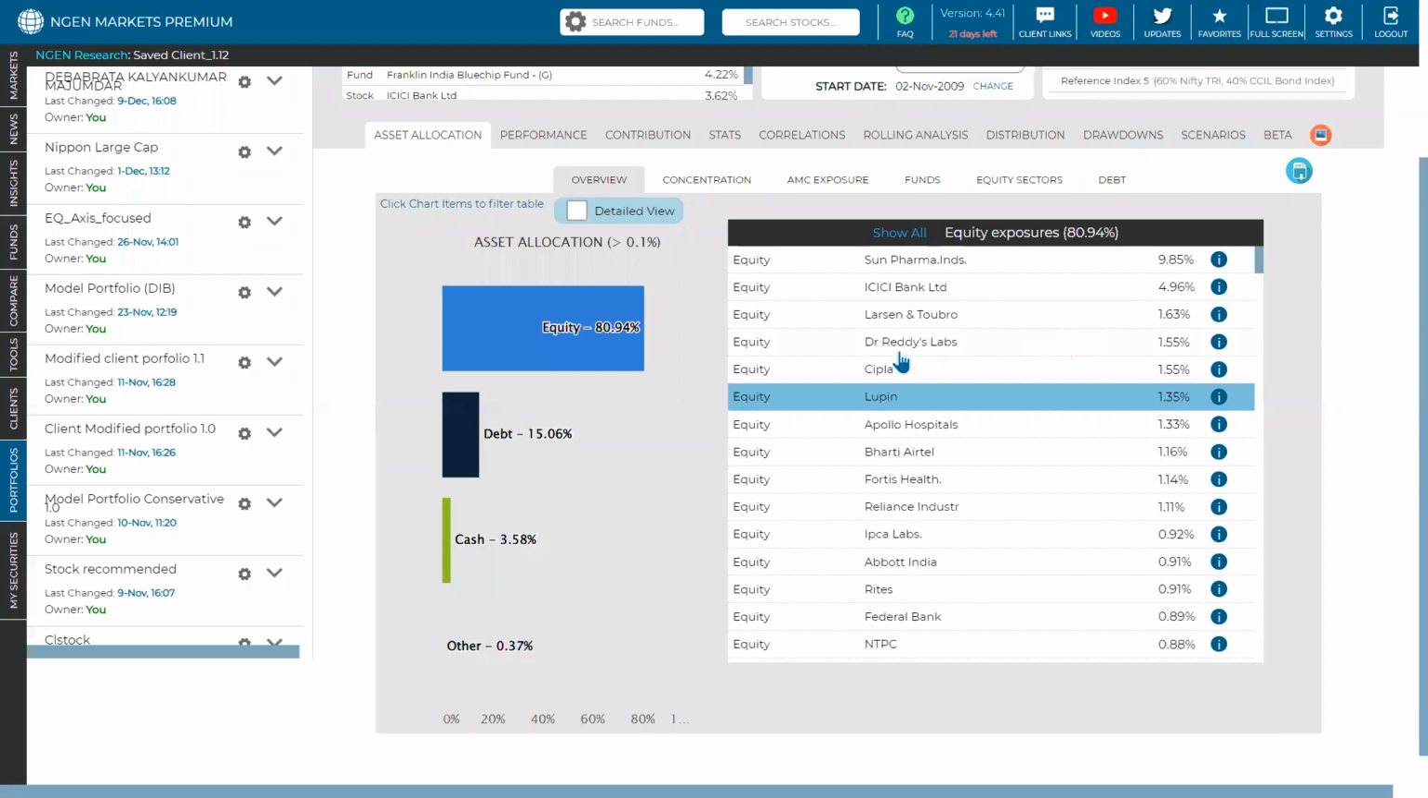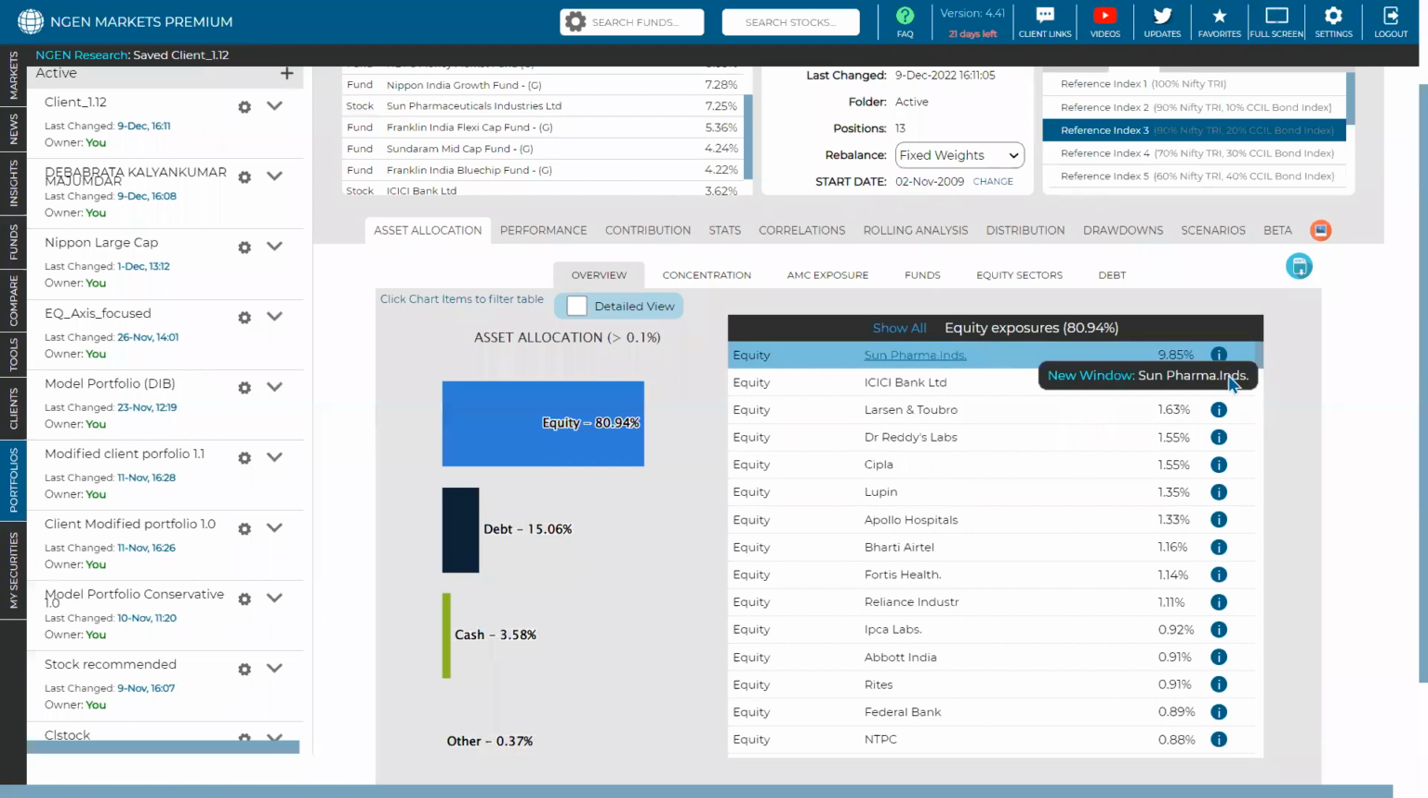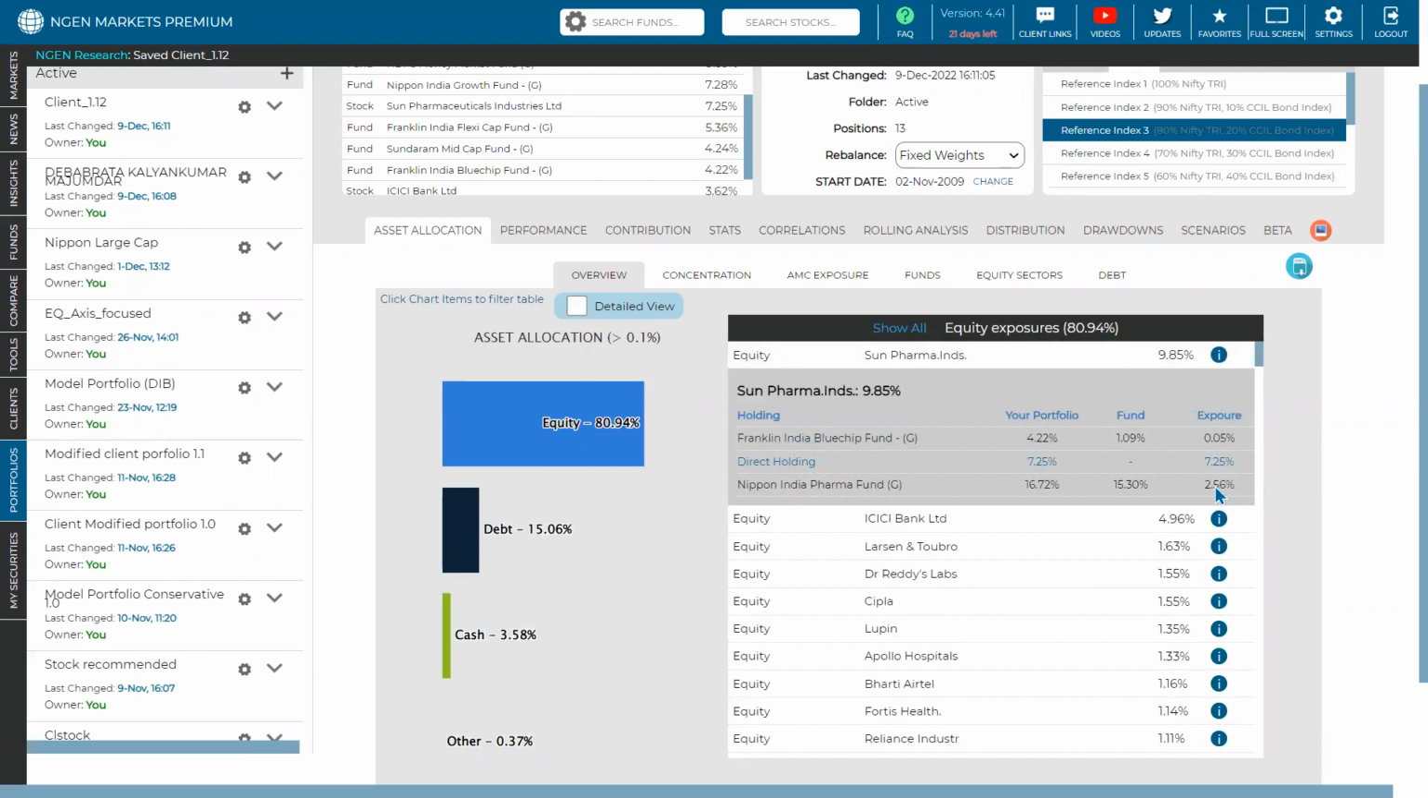Now in this, you can see the Sun Pharmaceutical exposure. Now we remember we have added a direct stock exposure as well. So you can click on this I button and you can see that we have two more exposures coming from mutual funds, which is 0.05 and 2.56. And another review is that you can see the direct holding exposure, which is 7.25. So that's the power of it.